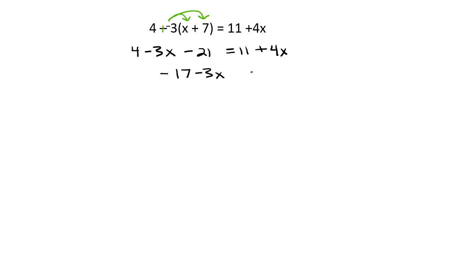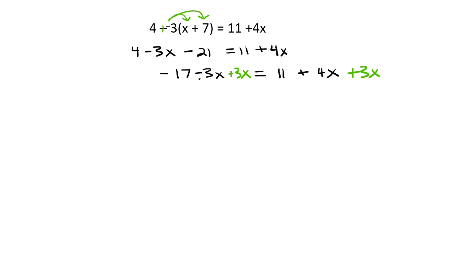I'm going to leave some space because if I look ahead a little bit, I'm going to be doing some adding and subtracting. Now, I need to get the variable terms on one side and everything else on the other side. So I'm going to first deal with these variables. I think what I'll do is add 3x to the left and add 3x to the right.